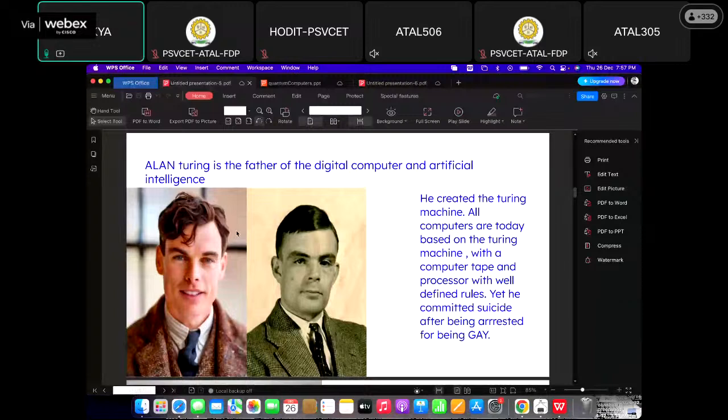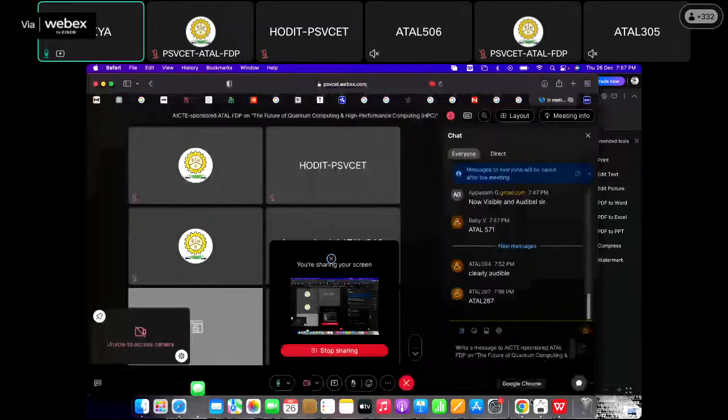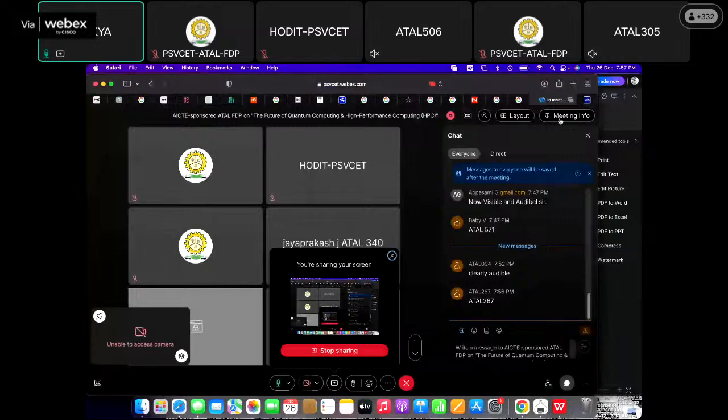So he's one of the finest founders of artificial intelligence. Alan Turing is the father of digital computers and artificial intelligence. He created the Turing machine. All computers today are based on the Turing machine. Now I suggest two or three things here. If you want to do research and development in the quantum computing era, I suggest some roadmaps.